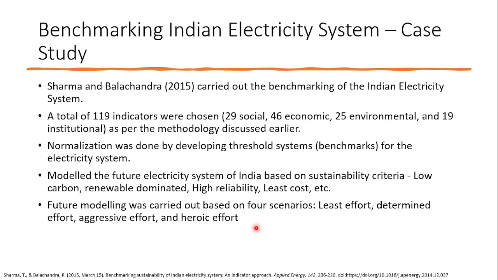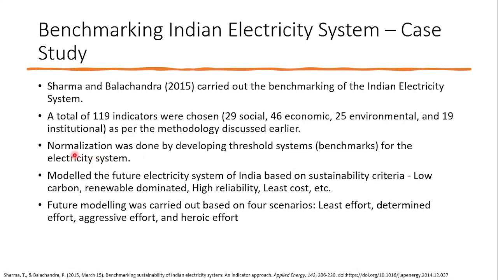So now we come to benchmarking the Indian electricity system. This is a case study that was conducted in 2015. It uses the same methodology, like I said, for the sustainability assessment. I'll come to that in just a couple of minutes. A total of 119 indicators were chosen, of which 29 were social, 46 economic, 25 environmental, and 19 were institutional indicators.